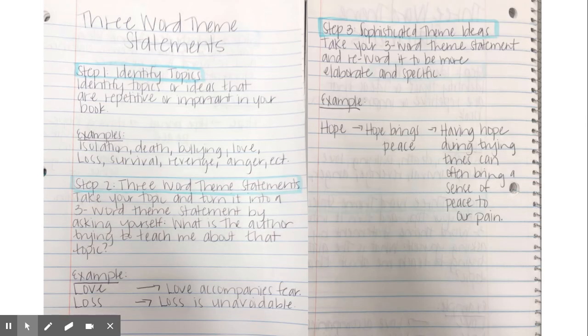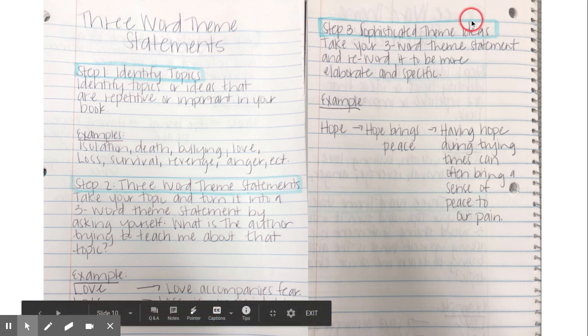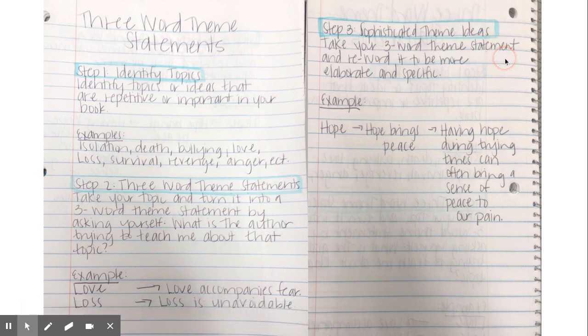At this point in your notes, you should have written down step 1 and examples, step 2 and examples, and now step 3 and an example using the one that I just discussed about hope. This 3-step process is what we're going to be using in class to help ourselves start to think about and identify those big themes that are happening within our story.